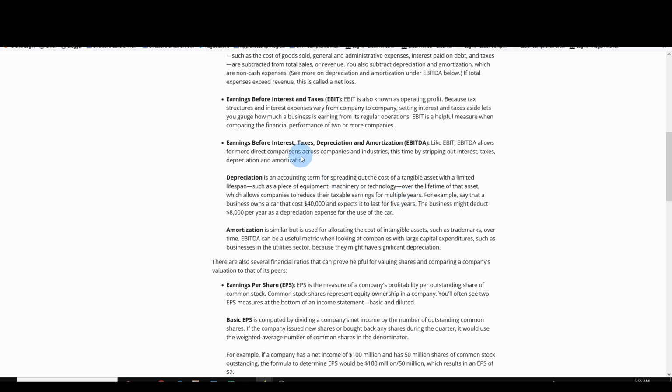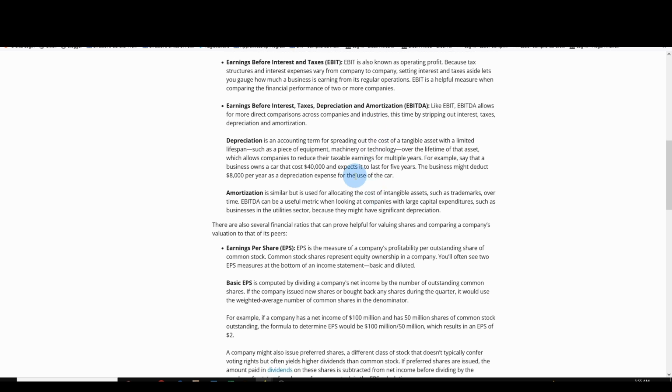EBITDA, earnings before interest, taxes, depreciation, and amortization. Like EBIT, EBITDA allows for more direct comparisons across companies and industries, this time by stripping out interest, taxes, depreciation, and amortization. Depreciation is an accounting term for spreading out the cost of tangible assets with a limited lifespan, such as a piece of equipment, machinery, or technology over the lifetime of that asset, which allows companies to reduce their taxable earnings for multiple years.